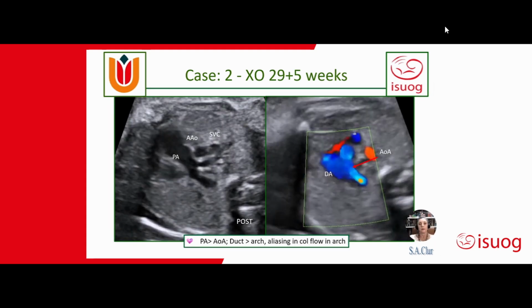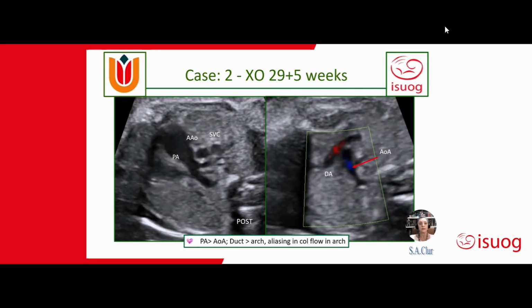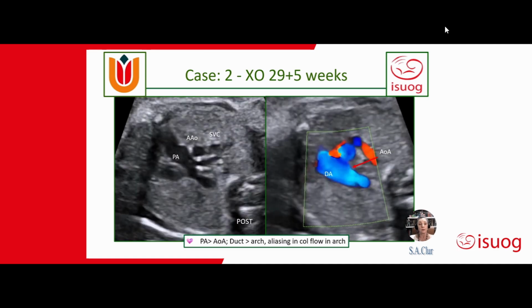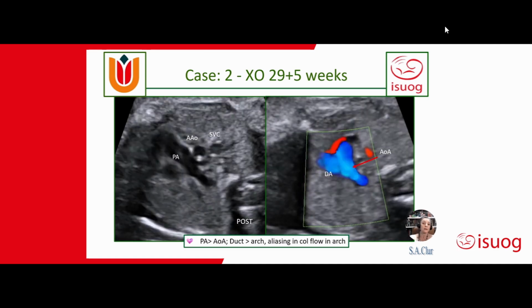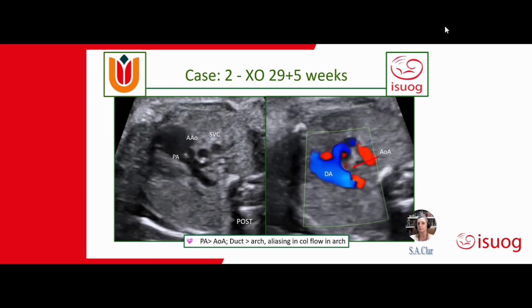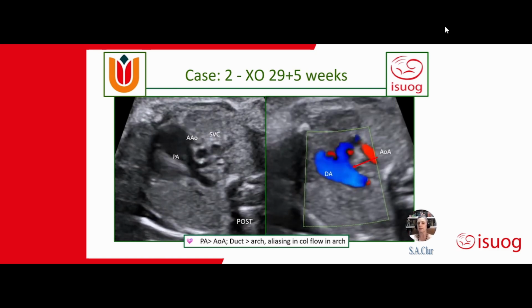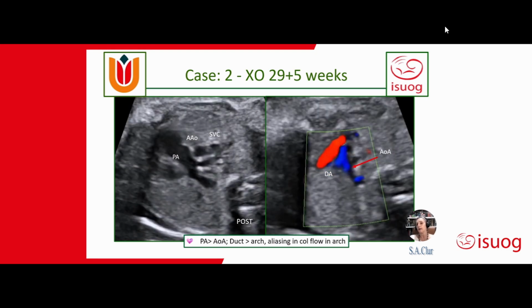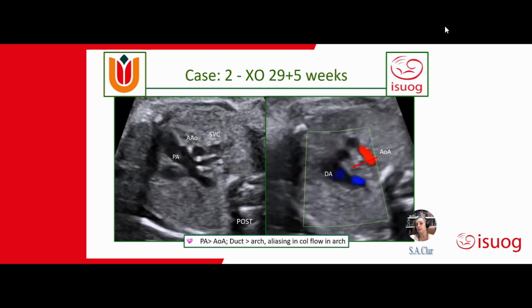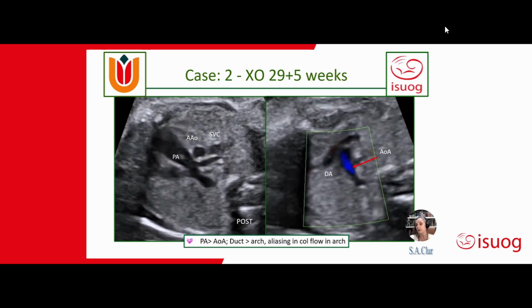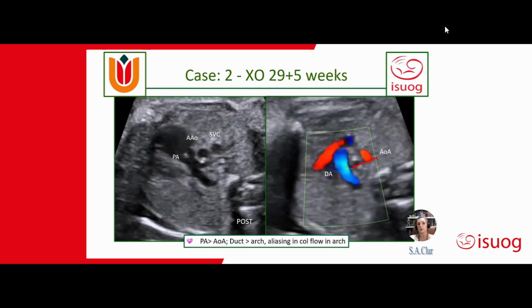This is the three-vessel and trachea view. We can see a pulmonary artery that is bigger than the ascending aorta and almost the same size as the vena cava superior, suggesting a small aorta. If we look at the three-vessel and trachea view in the color Doppler, we can see some aliasing in the aortic arch, and we see that there's retrograde flow visible. That is the red that you see there in the aortic arch.